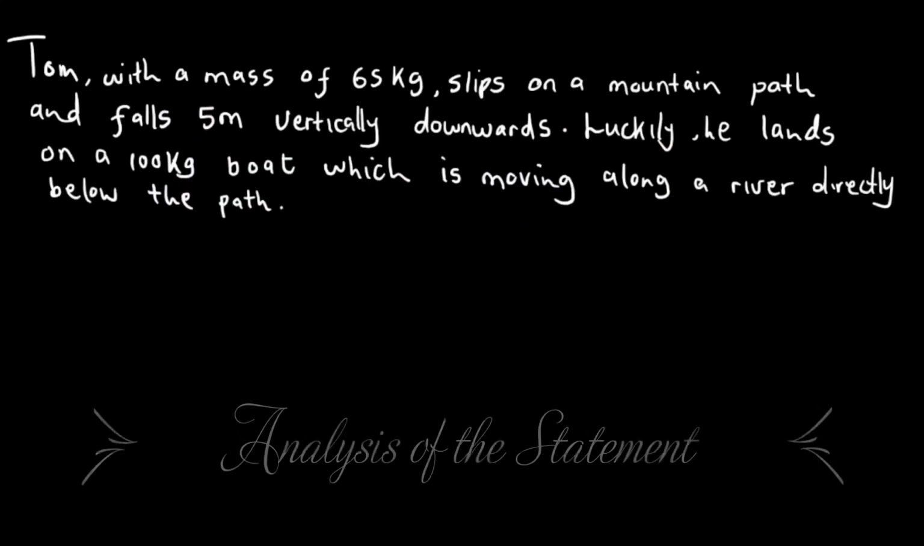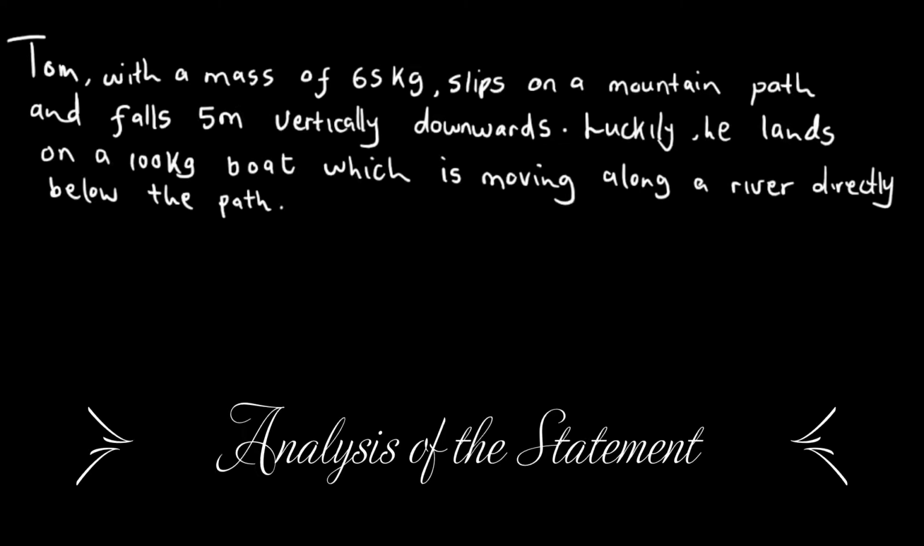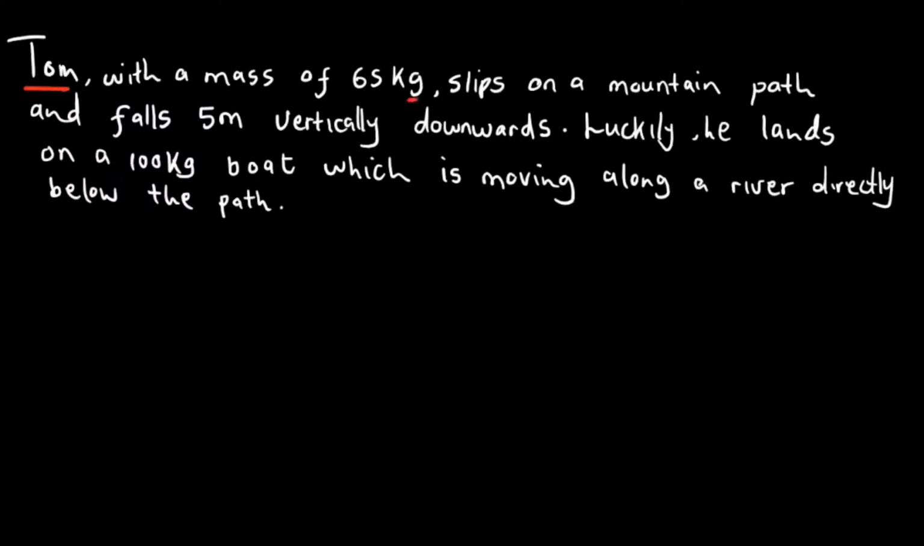Hello, so today we're going to learn about momentum and impulse, trying to understand how to solve the problems regarding these two topics and making sure we understand the concept around it. Okay, so now we have a statement here which says that Tom, with a mass of 65 kilograms, slips on a mountain path and falls 5 meters vertically downwards. So luckily he lands on a 100-kilogram boat which is moving along the river directly below the path.